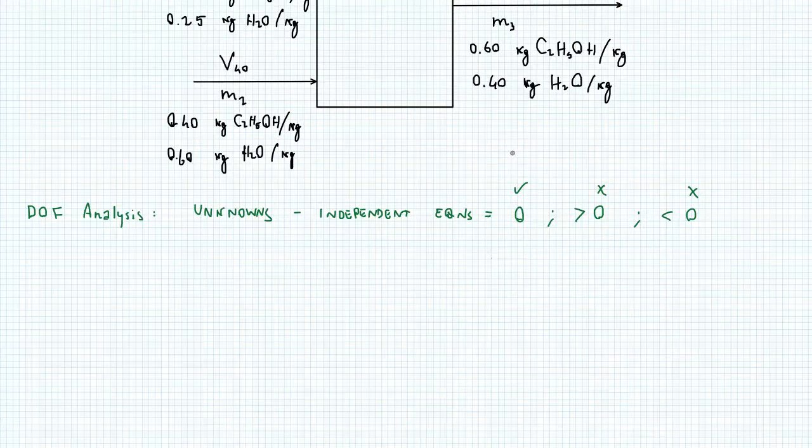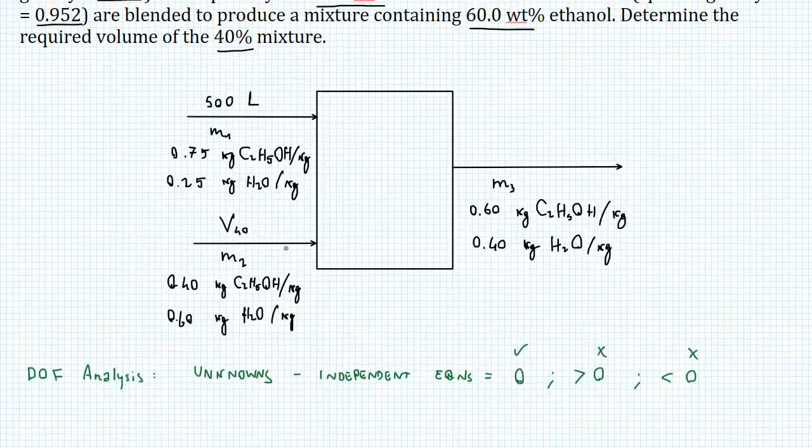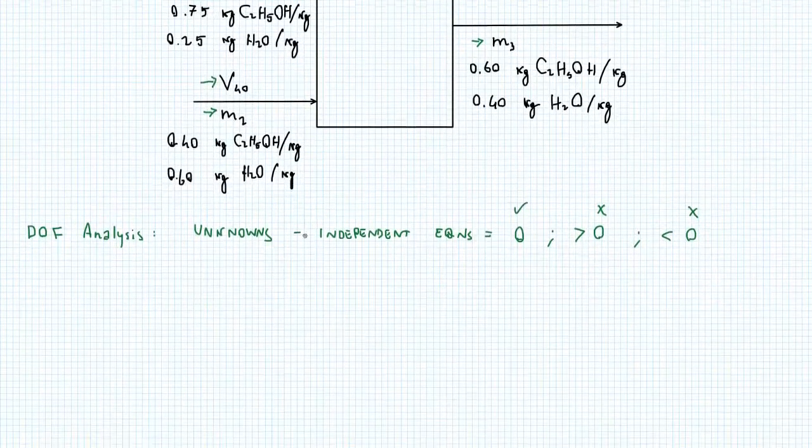So looking at our case, let's see how many unknowns we have. We have the masses, so M1 and M2 and M3 are all unknown. And then of course the number we're looking for, which is the volume, V40. So we have 4 unknowns.